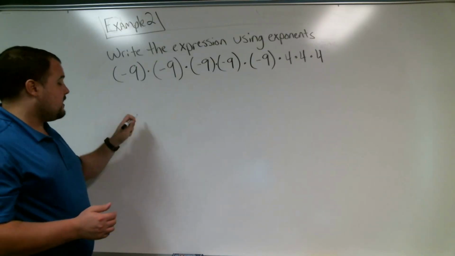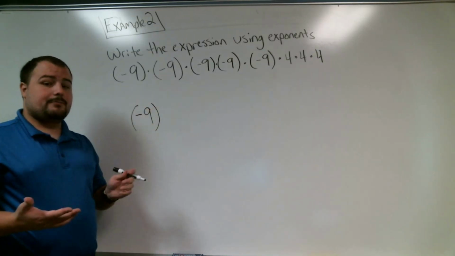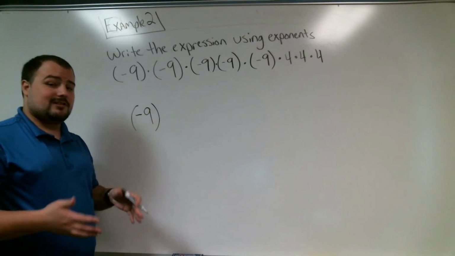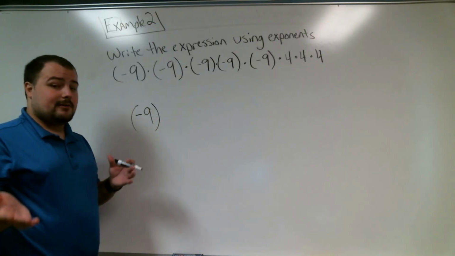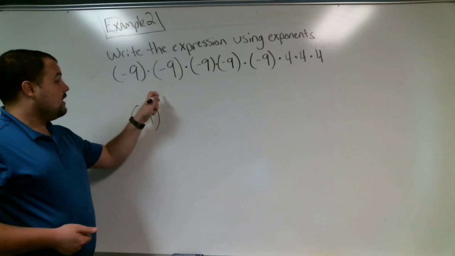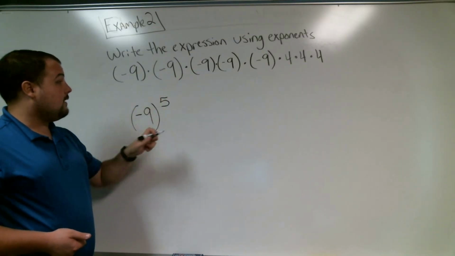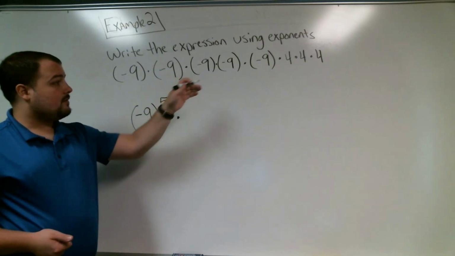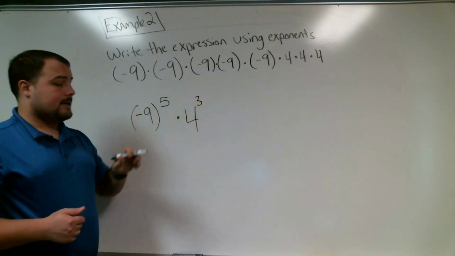Well, we have 5 negative 9's, so I'm going to write negative 9. And since it's a negative, I'm going to put it inside parentheses, because if I use it inside parentheses, my calculator will get it right. But if I don't use it inside parentheses, my calculator might get it wrong. So it's negative 9. I see 5 of those, 1, 2, 3, 4, 5. So negative 9 to the fifth power times, count the 4's, there's 3 4's, 4 to the third power.